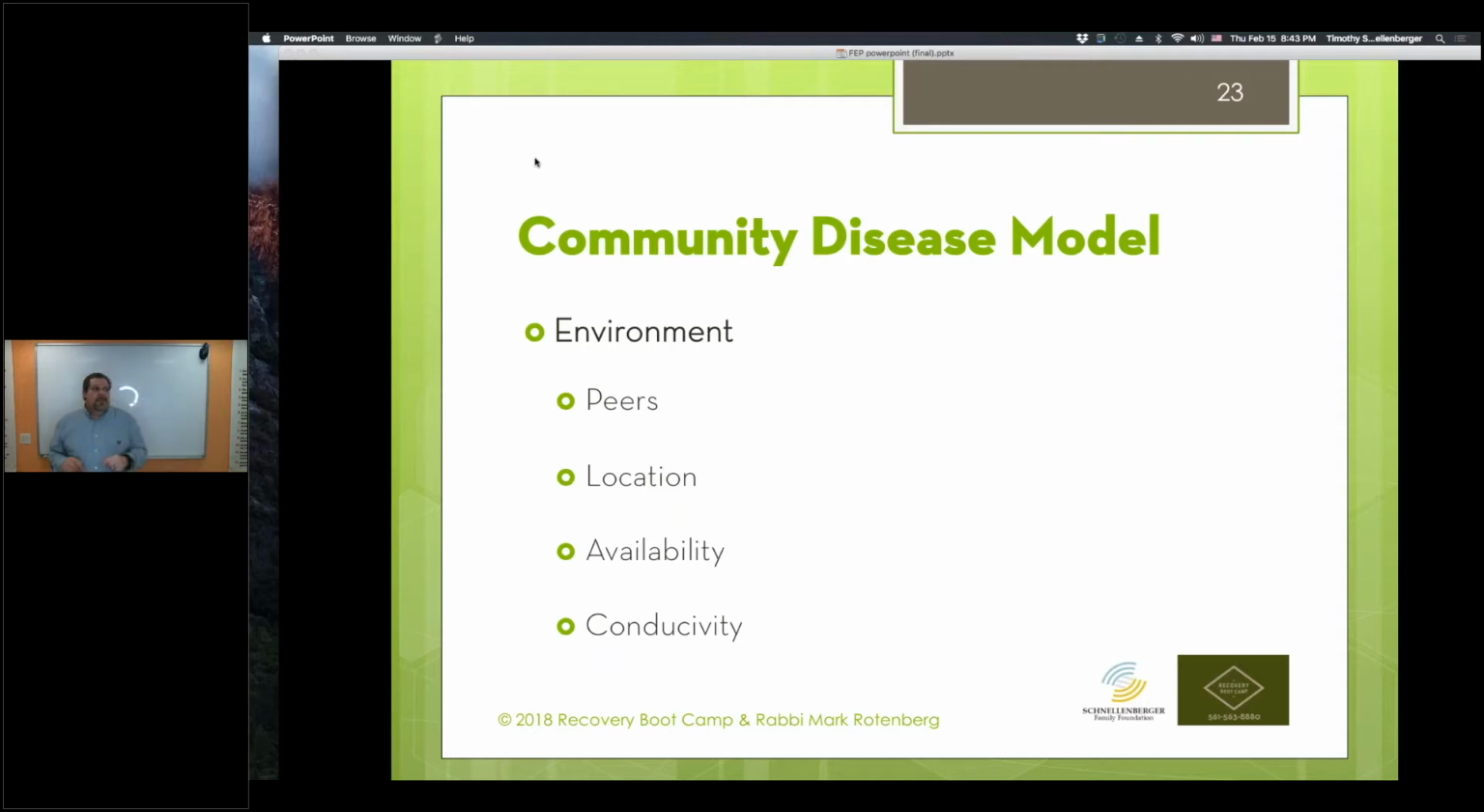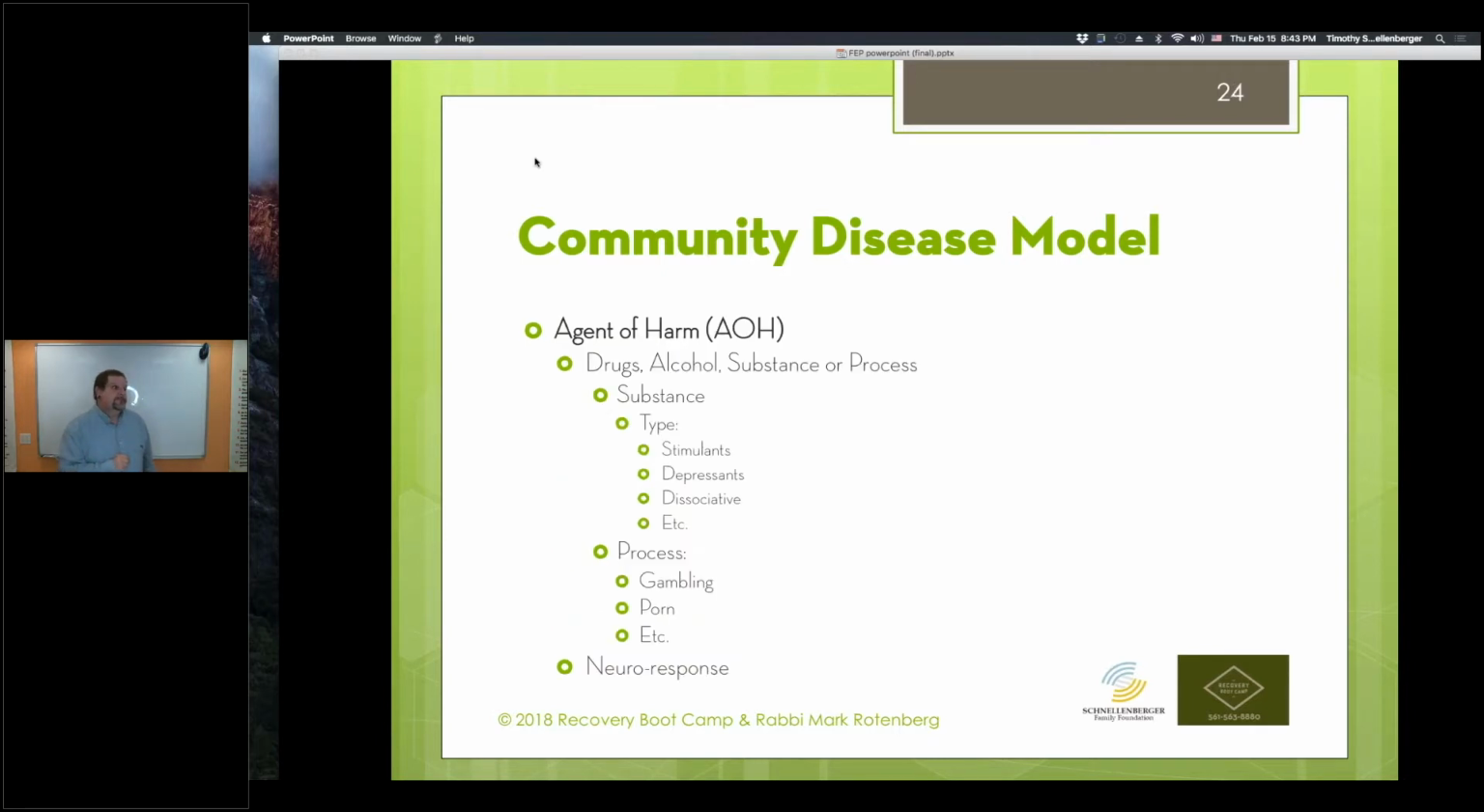Next, let's talk a little bit about the environment. At a deeper level, we're talking about these peers. We're talking about locations, even geographicals. There's a lot of social consciousness and a lot of community ideas that will influence how we see this, right? So location. Location also talks about the availability of drugs, and again, this idea of how conducive is my local area or my subculture or my community to this thing.